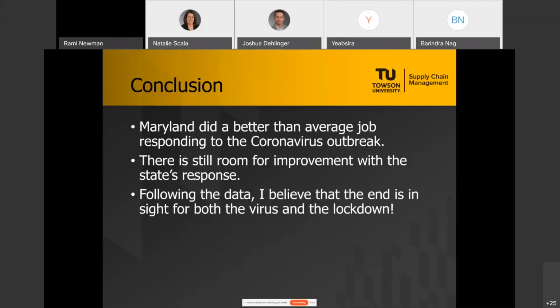So for my conclusion, I'd say that Maryland did a better than average job responding to this. If you look at the data from the CDC about all the states, Maryland was 44th in cases per million population, so in the top 10 there, because you want to have less cases. 35th in deaths per million population, and 11th in tests. So we were up there in the top 15 for all three. And it could have been worse. There's still a lot of room for improvement.